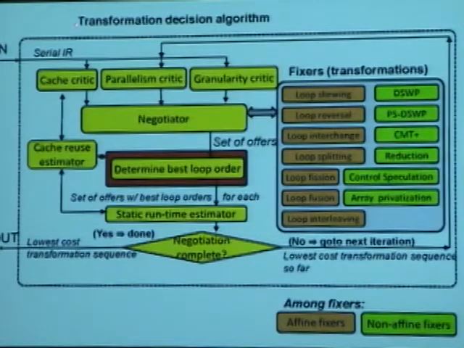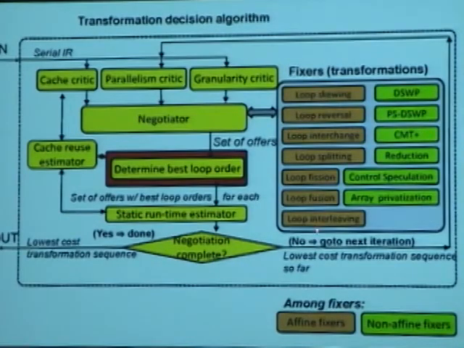How does it do that? Well, each of the critics start identifying performance problems. They tell the negotiator what those problems are. The negotiator is another piece of software that queries the fixers. The fixers are all these different transformations I might have. The orange ones are affine, the green ones are non-affine. Orange ones are at University of Maryland, green ones are at Princeton.